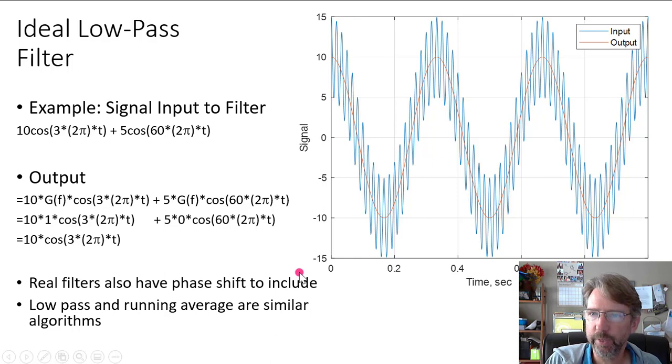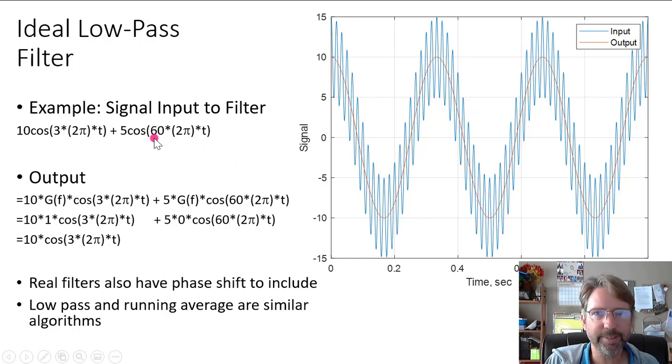Here's what it looks like if we graph the two signals. So the input signal is in blue. It's this with the two sinusoidal terms. So we've got the blue going up and down. So it looks like a noisy or vibrating signal, this high frequency term on top of the low frequency term.